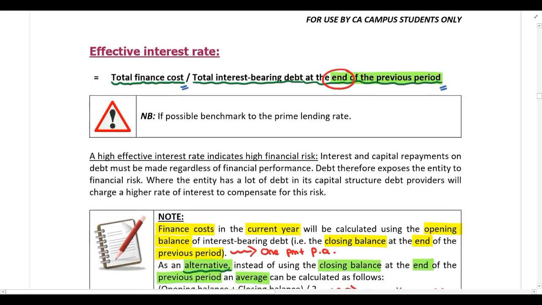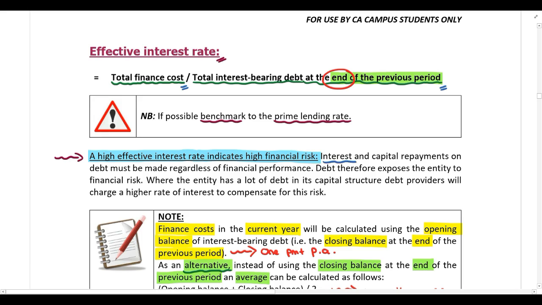Then, guys, when it comes to the discussion of this ratio, you should benchmark to the prime lending rate, because whatever interest rate the company is paying, it should be closely linked to the prime lending rate. If it's much higher than the prime lending rate, then it indicates a potential problem, and you can see that just below. A high effective interest rate indicates high financial risk.